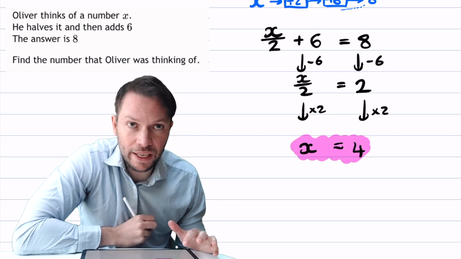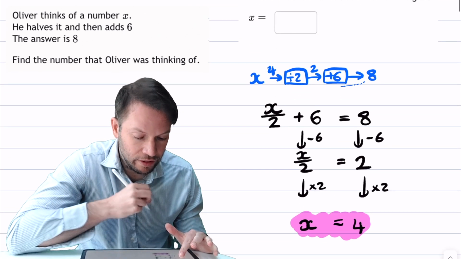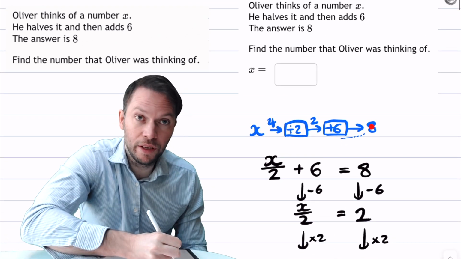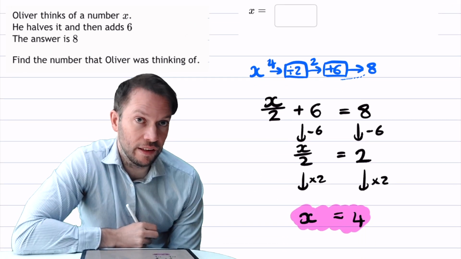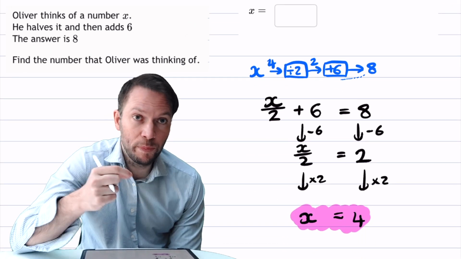Now, you might think that's slightly overkill, like, why do it this way when we can just think backwards from the final number? And you'd be right, but there are harder questions like this where actually forming an equation would be the right strategy.